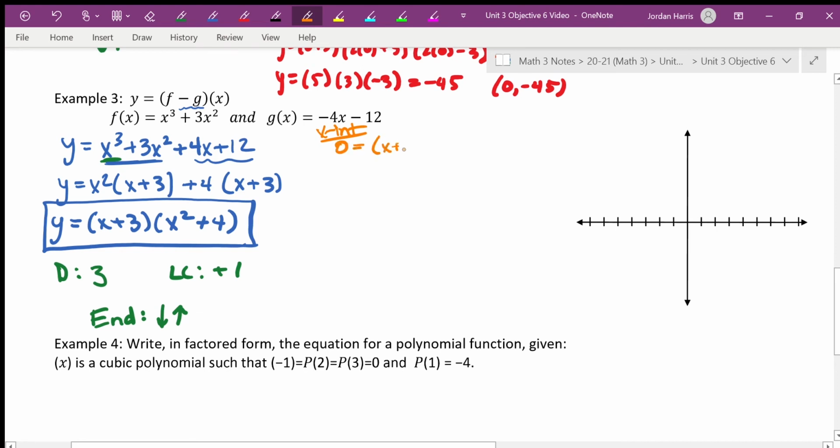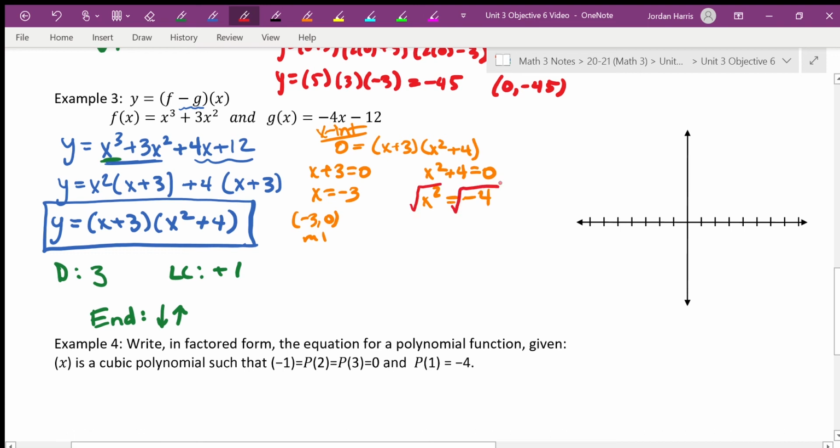So I set y equal to 0. This is an interesting one. Okay, the first one's easy. I'm just going to do that one first. Subtract 3, x equals negative 3, 0 with a multiplicity of 1. The next one, I subtract 4 from both sides, and then I square root both sides.